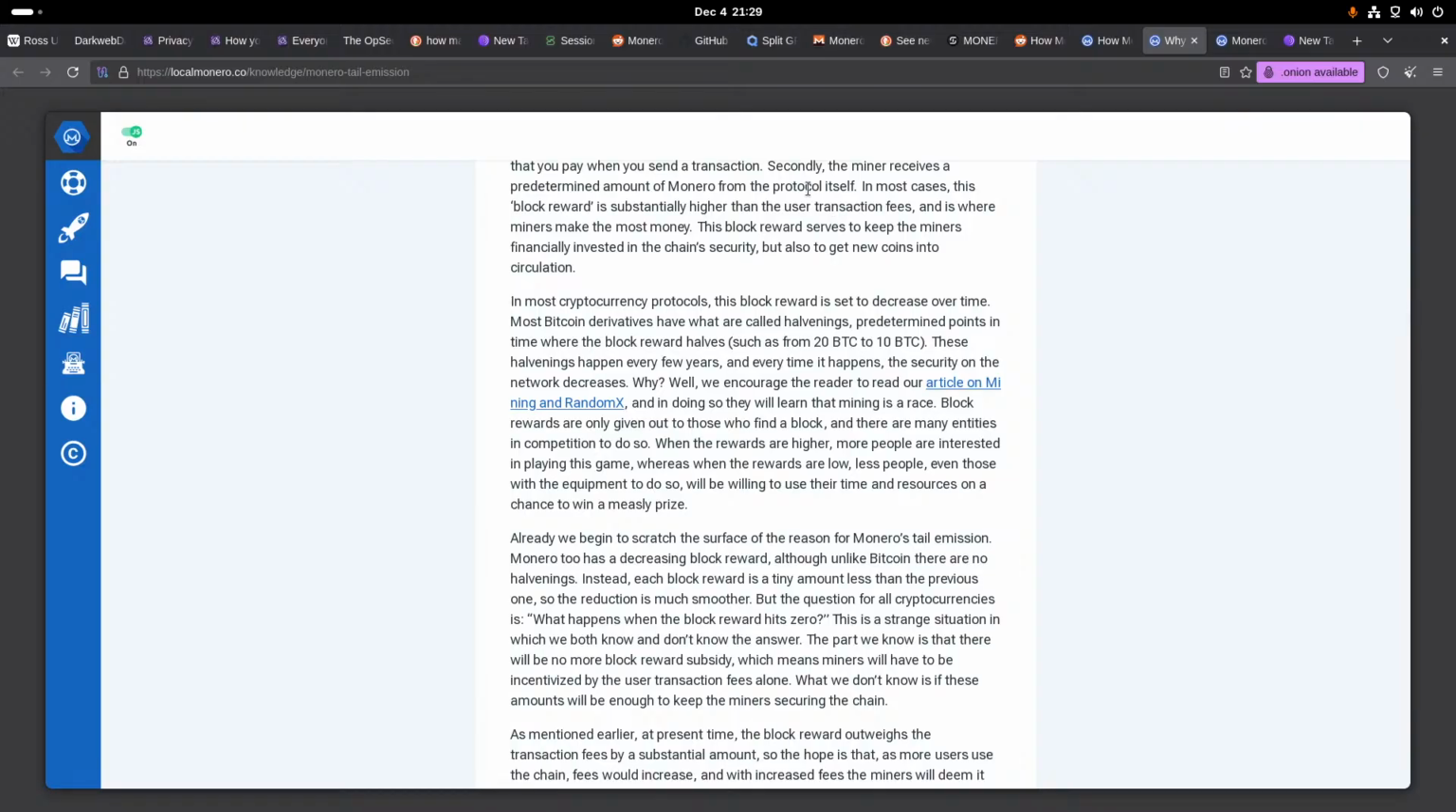In doing so, they will learn that mining is a race. Block rewards are only given out to those who find a block, and there are many entities in competition to do so. When the rewards are higher, more people are interested in playing this game. Whereas when rewards are lower, fewer people, even those with the equipment to do so, will be willing to use their time and resources on a chance to win a measly prize.